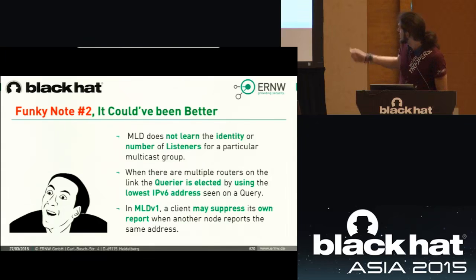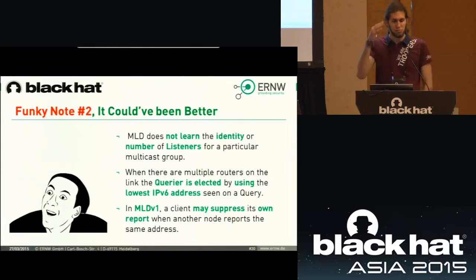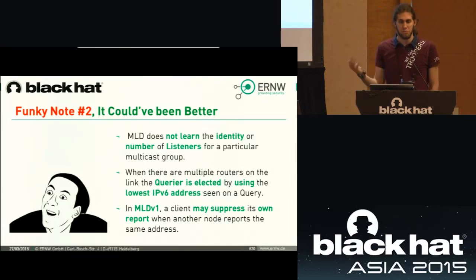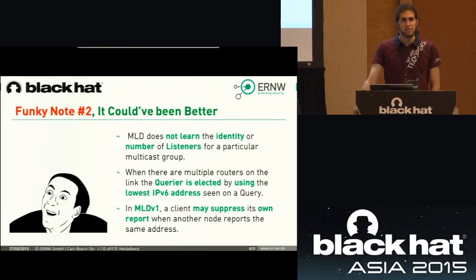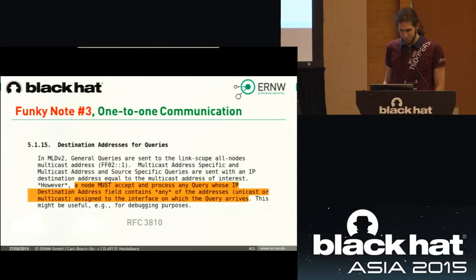The next addition is that the querier election, which decides the main querier if we have two or more routers on our local link, is based on the lowest IPv6 address. So this sounds fun. And in MLD version 1, some clients do not even send their own reports if they already saw that another client sent the same report to the querier, which could be a good reason, but let's see.